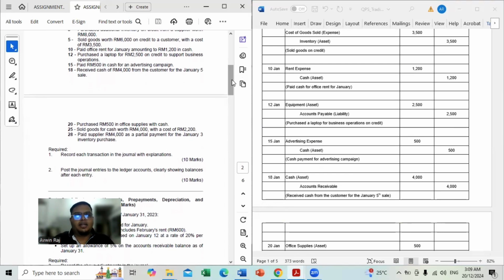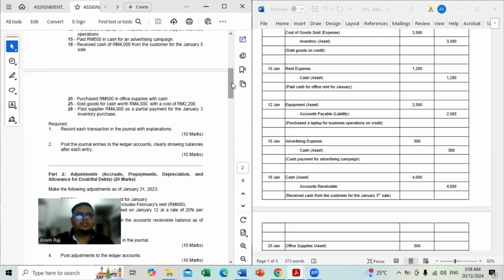For January 18, received cash of 4,000 from the customer for the January 5th sales. I debited 4,000 for the cash account. I credited 4,000 for the accounts receivable account.